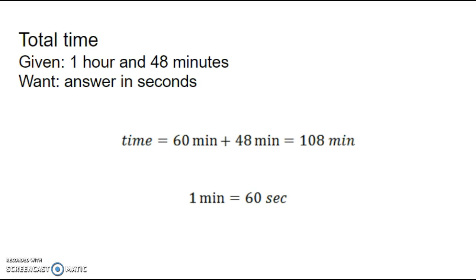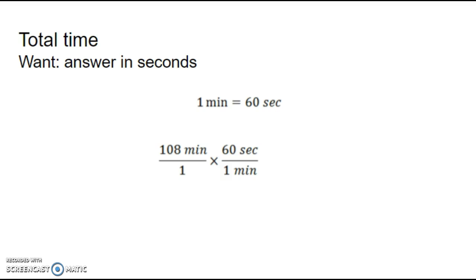But my goal is to have my pace in meters per second, so I want my time to be in a unit of seconds. So while I do have 108 minutes, I want to convert that into seconds. We know that 1 minute is equal to 60 seconds. So now we can write a new conversion factor. I wrote a new conversion factor of 60 seconds divided by 1 minute, and multiplied that by 108 minutes. Now I'll give you a moment to cancel out the units that we can.